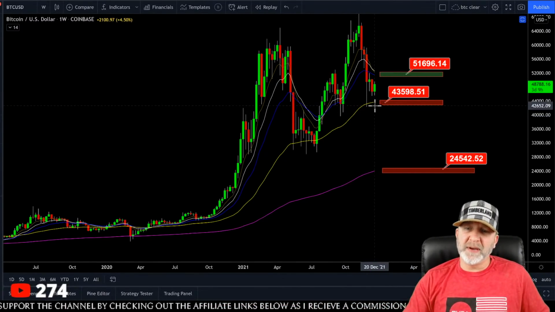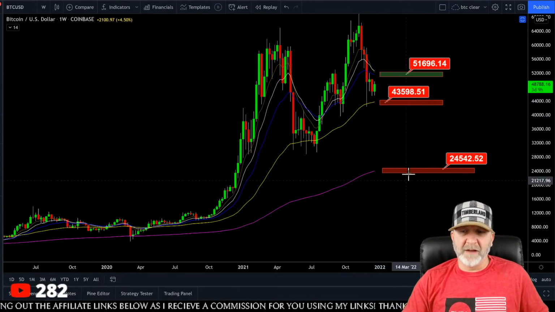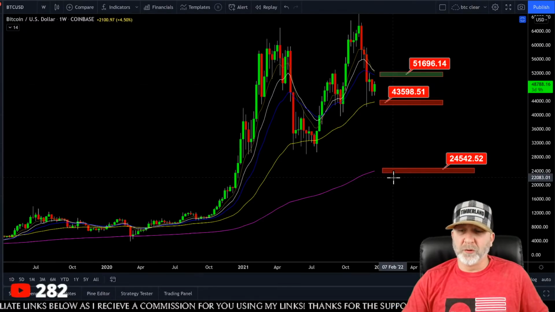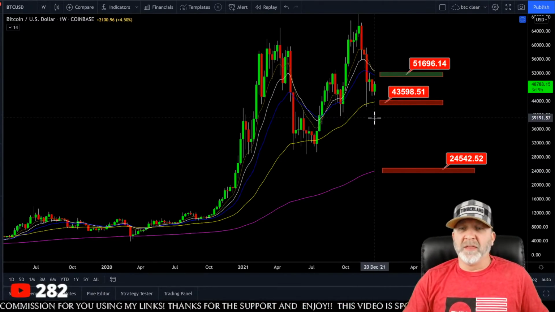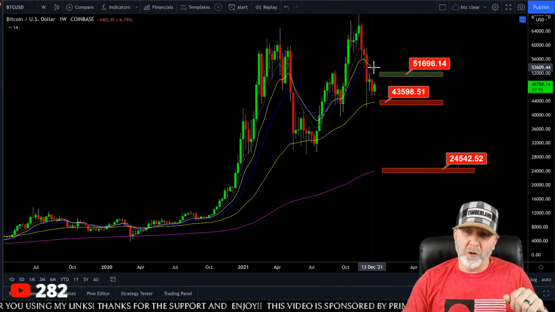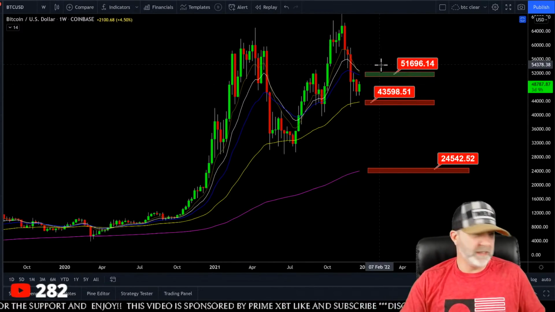Guys, if we open and close a weekly below this 43.5 range, our next point of support is around, like I said, lower to mid 20s. And this is the weekly, guys. So if we start opening and closing above these EMAs, all good. It could be bullish like people believe it to be.